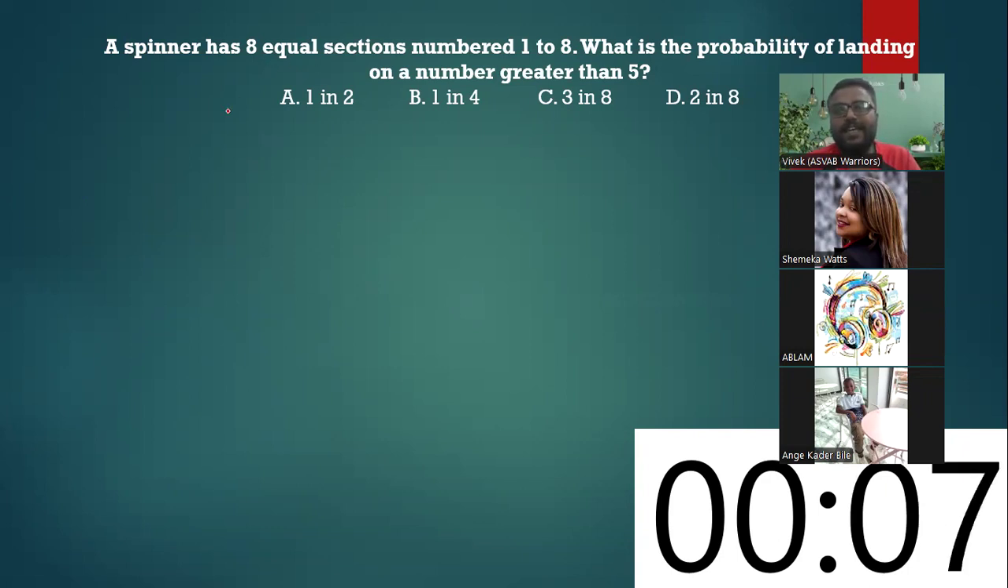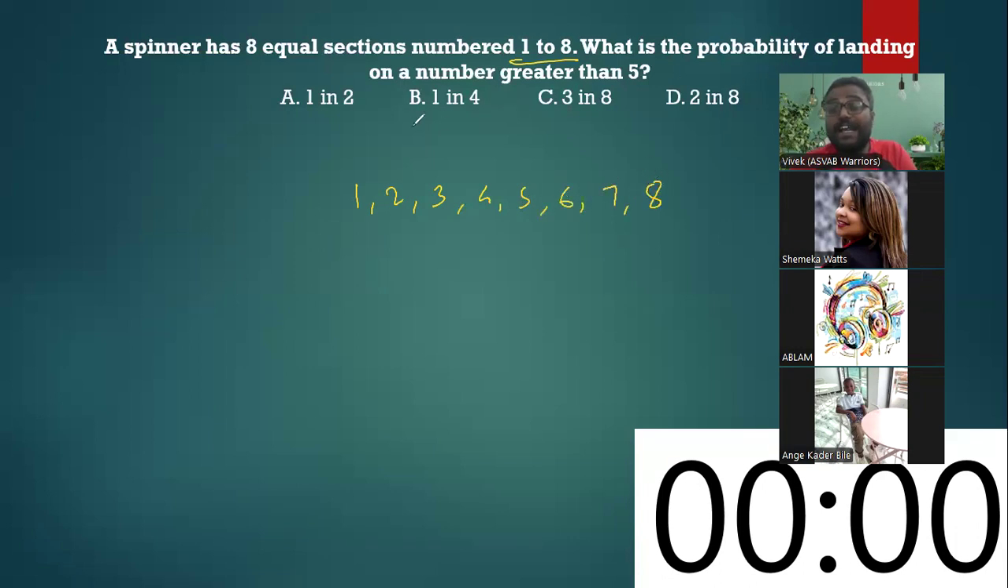A spinner has 8 equal sections numbered from 1 to 8. So it's always better to write down all the outcomes: 1, 2, 3, 4, 5, 6, 7, and 8. What is the probability of landing on a number greater than 5? So how many events are favoring us? All the events that are having value greater than 5: 6, 7, 8. So 3 events out of 8. 3 in 8 is the correct answer.